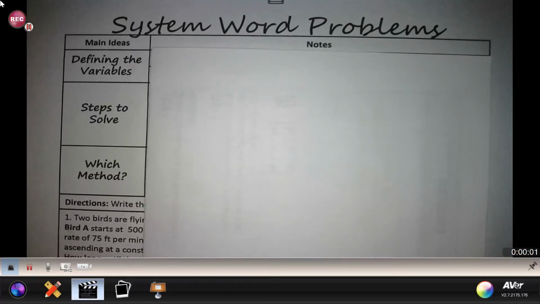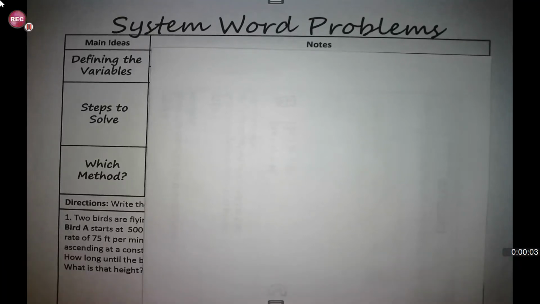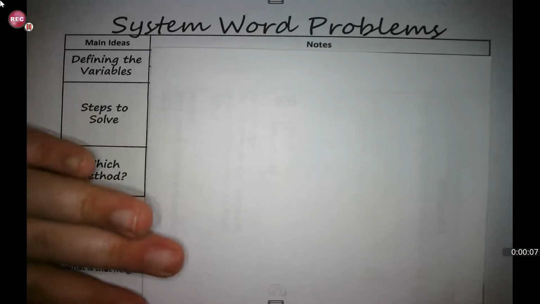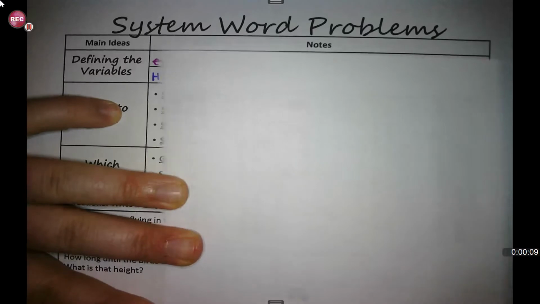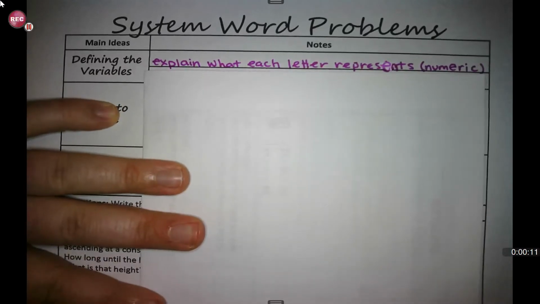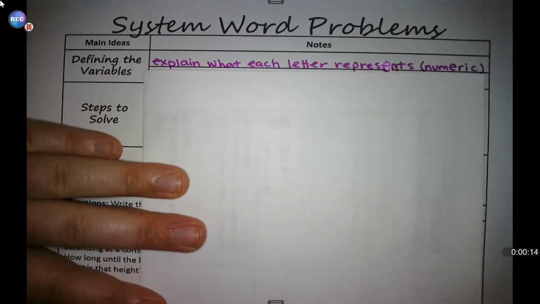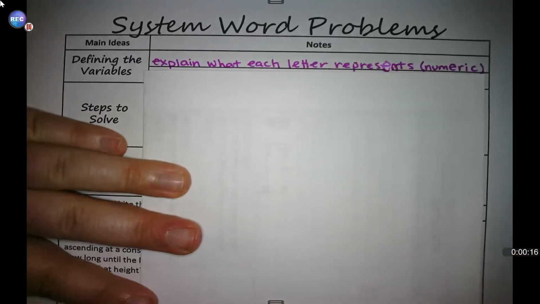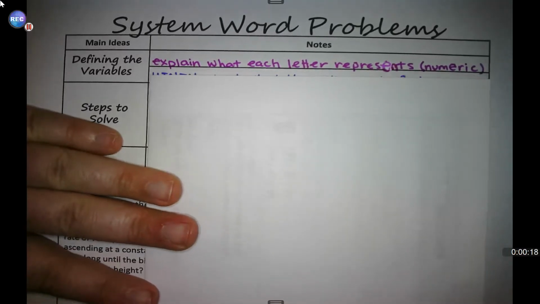Hey guys, we are going to talk about system word problems, which is just word problems like last time, but for systems. So the first thing you need to know is defining the variables. To define a variable means to explain what each letter represents, and it should be numeric. You don't want it representing an object, you want it representing a number.